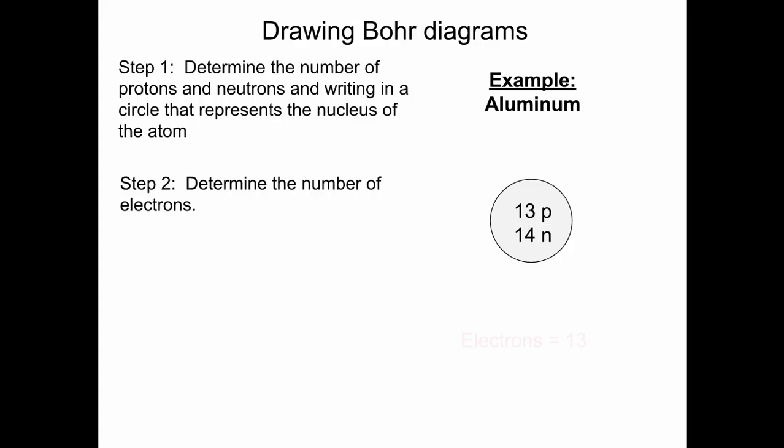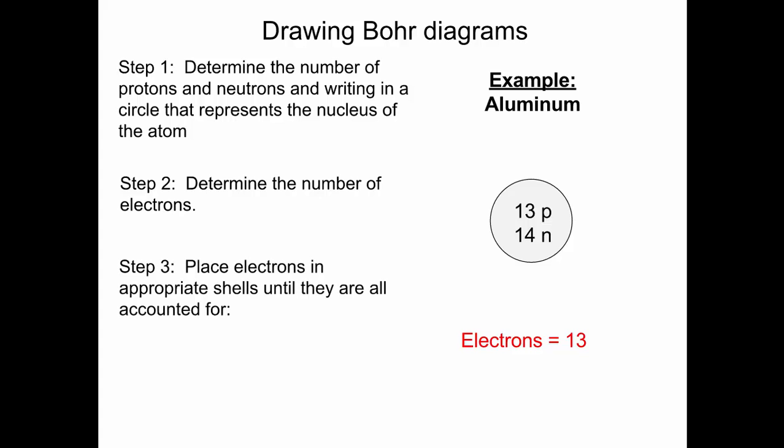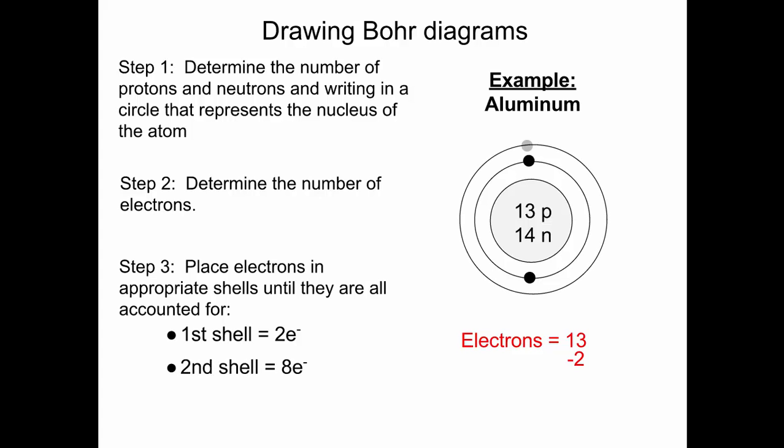Our next step is to determine the number of electrons. And remember that we said for right now that the number of electrons equals the number of protons. So we have 13 electrons. So we're going to place the electrons in the appropriate shells until they're all accounted for. So the first shell has 2 electrons. So we'll draw our circle and add 2 dots. The second shell has 8 electrons.